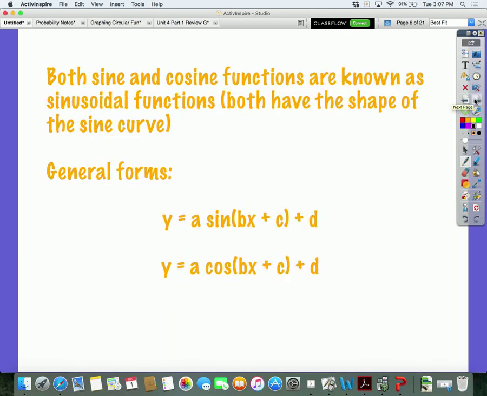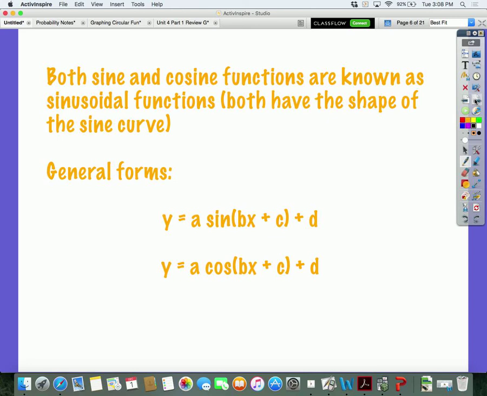So, both sine and cosine functions are known as sinusoidal functions, meaning both have the same shape of a sine curve. Okay, cosine is basically a sine curve, just shifted over. The general forms for these functions are y equals a sine bx plus c plus d, and y equals a cosine bx plus c plus d. Yes, a, b, c, and d represent some numbers. Each variable has its own effect on the original graph of sine or cosine. And we're going to talk about each one of those.